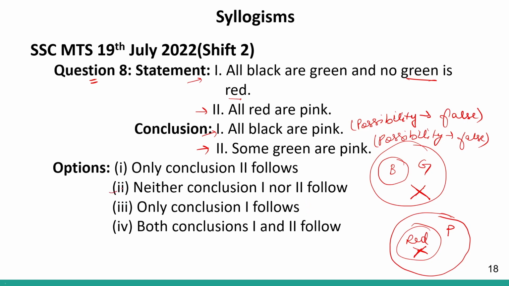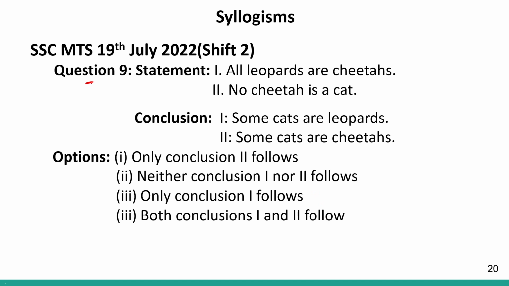Option number 2 says neither conclusion 1 nor 2 follows. This will be my answer. Neither 1 nor 2 will follow. Clear? Question number 9. 2 statements, 2 conclusions. First one says all leopards are cheetahs. So, all leopards are cheetahs will be represented like this. All leopards are cheetahs. Correct?